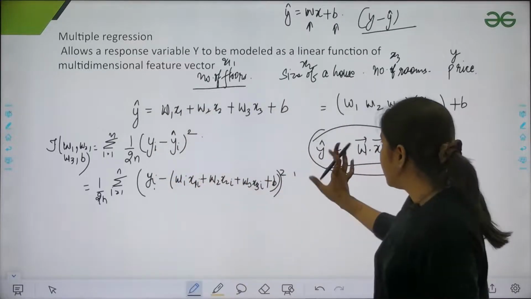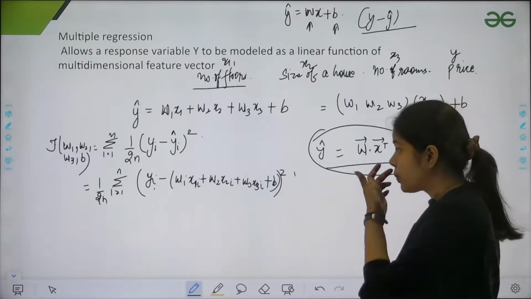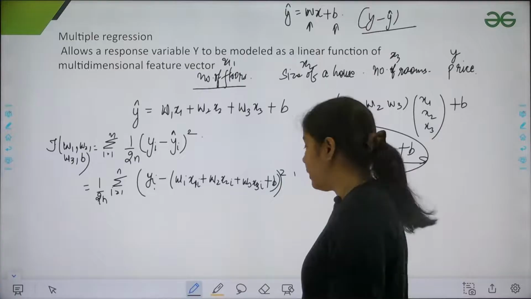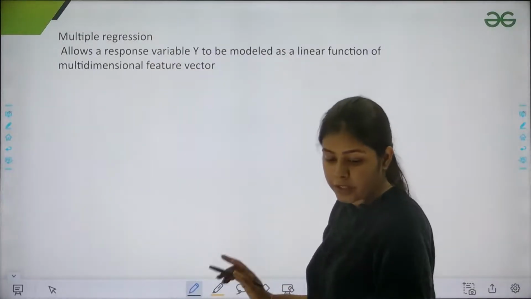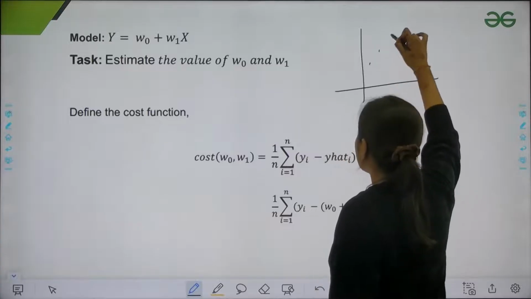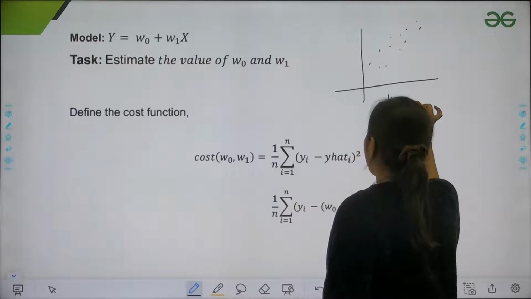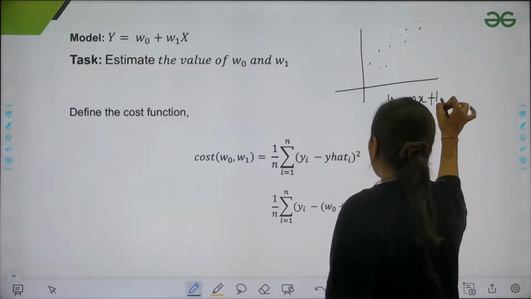Okay, so there's not much of the maths we have used right now, because in simple linear regression what we have done is just find out a line. What is the equation of a line? That is simple. Y is equal to mx plus b is the equation of a line.